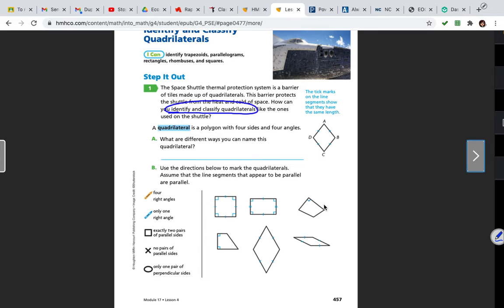So in blue, right here, I always want to read the information they give us. It says, the tick marks, and these are the tick marks right here. The tick marks on the line segments show they have the same length. These are the same length. So it says a quadrilateral is a polygon with four sides and four angles. What are different ways you can name this quadrilateral?